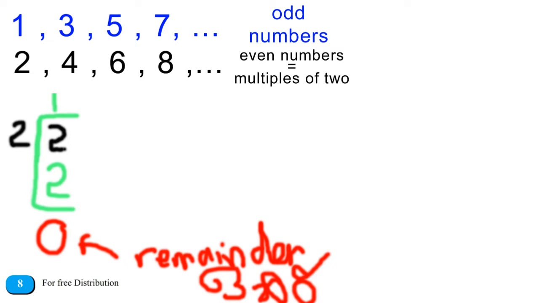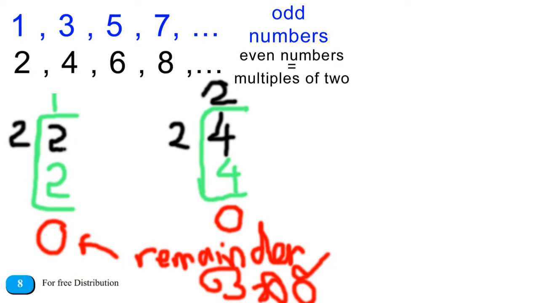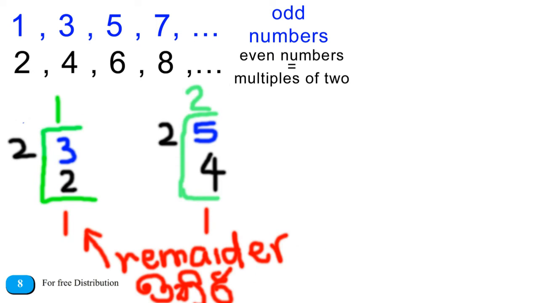Even numbers are the numbers divisible by 2. That means multiples of 2 are the even numbers. Even numbers are divisible by 2. Now you understand the relationship between these two number patterns.